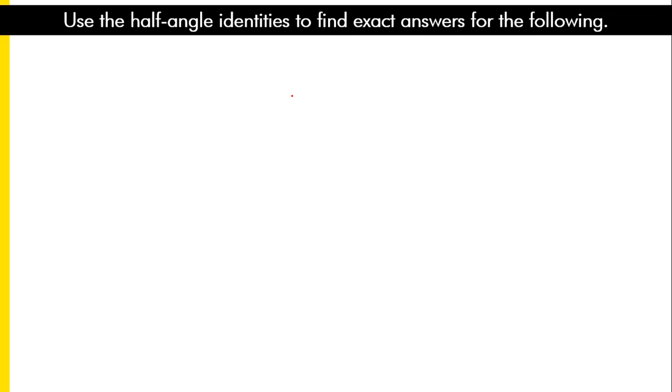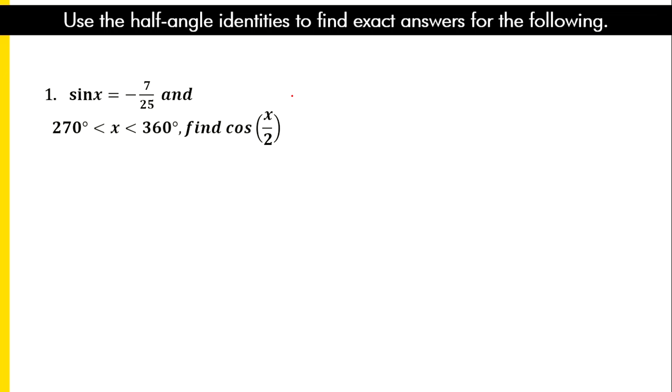So let's use the half angle identity to find the exact answers for the following. So for instance, we have sine x is equal to negative 7 over 25. And we have the condition that the angle is between 270 degrees and 360 degrees, which implies quadrant number 4. Let's find the cosine x over 2, or the half angle for the cosine. So as we all know, we have here the formula for the cosine. And let's try to identify the cosine x. Since the given here is sine x, let's solve for the cosine x.